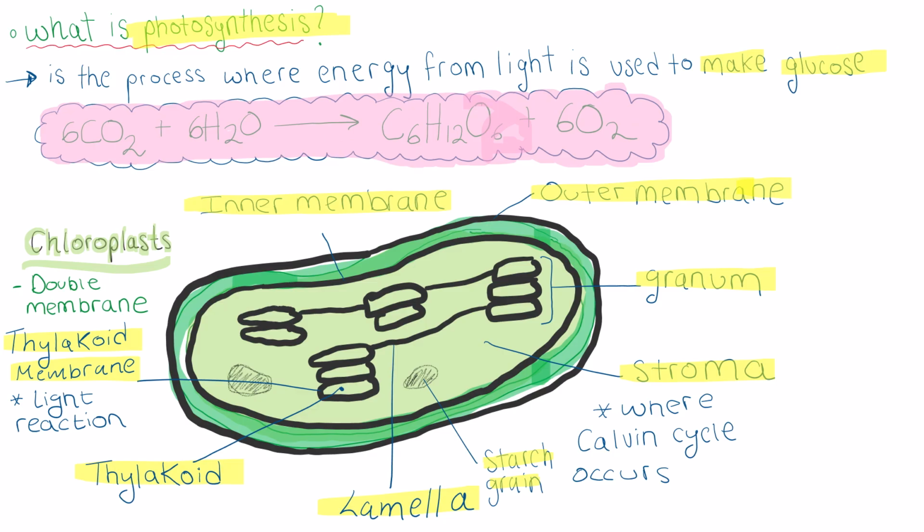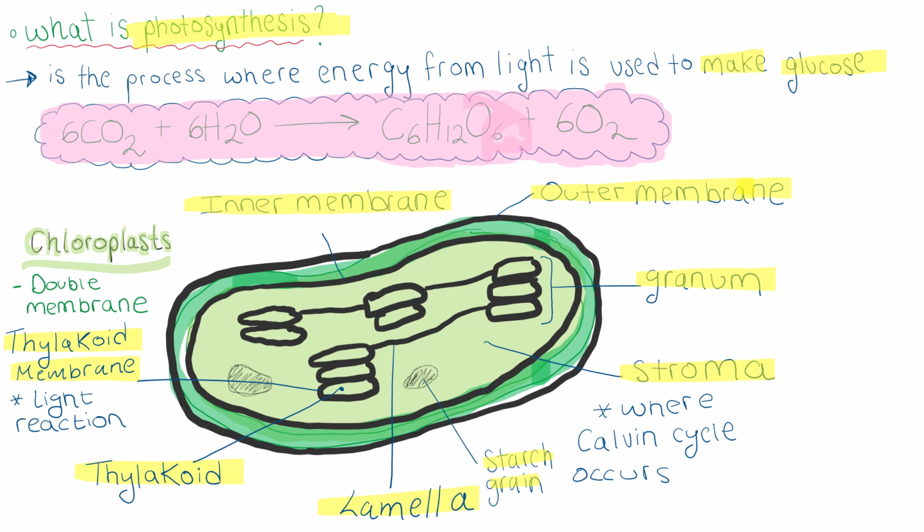So, what is photosynthesis? Well, photosynthesis is the process where energy from light is used to make glucose. Here is the general equation. We have 6 carbon dioxides plus 6 water molecules to give us 1 molecule of glucose and 6 oxygen molecules.